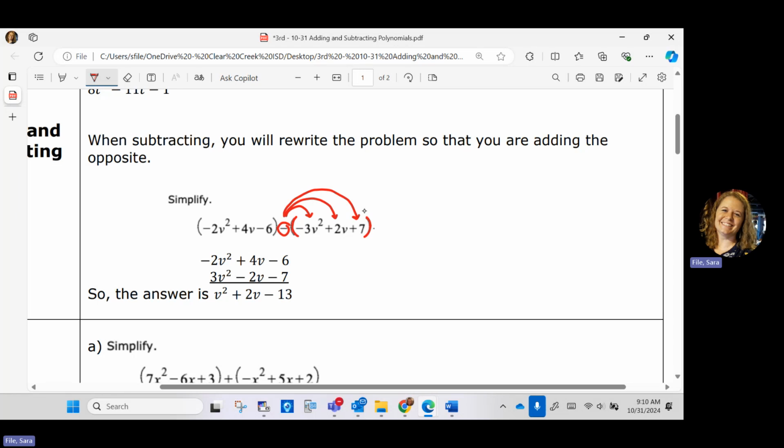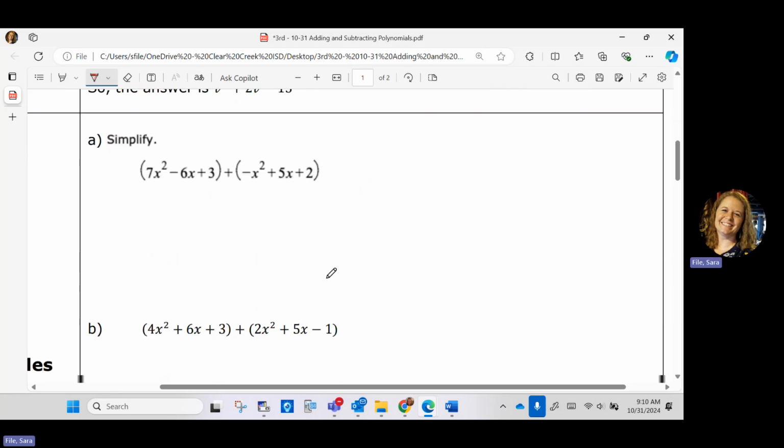Okay, so when that is rewritten, you can see the first expression was just copied down exactly as it was, but then this one, all of the signs changed because of that minus. So it became positive 3v squared minus 2v minus 7. And then those like terms are combined in each column. So far, so good? All right, so let's try it.